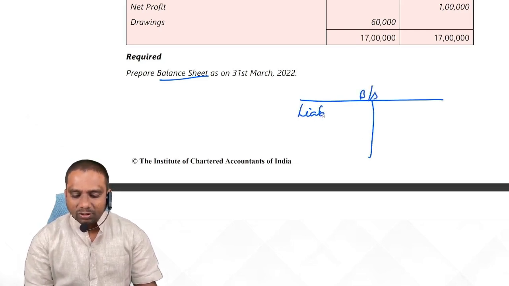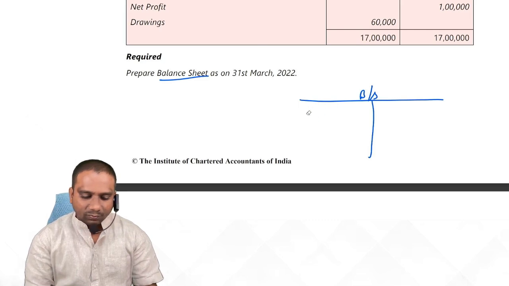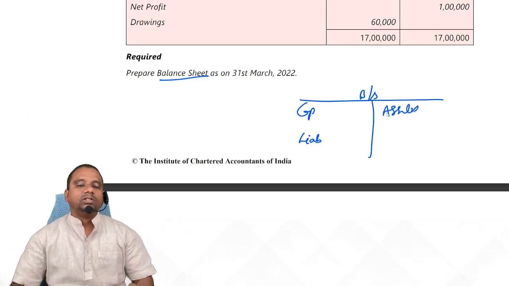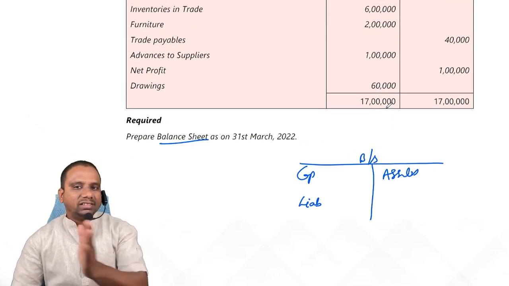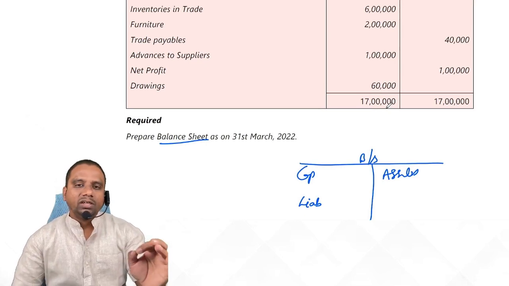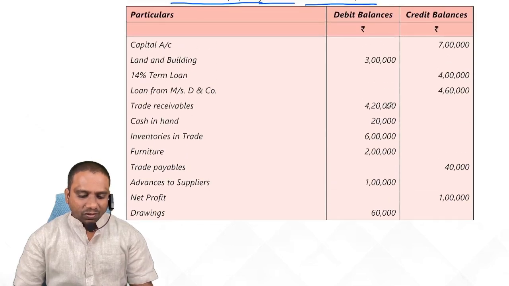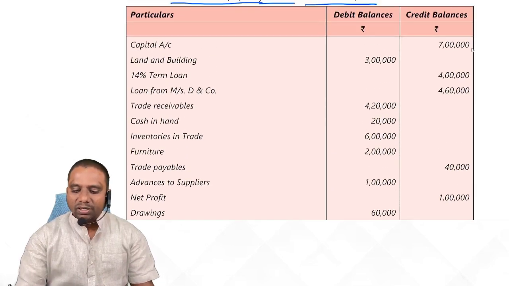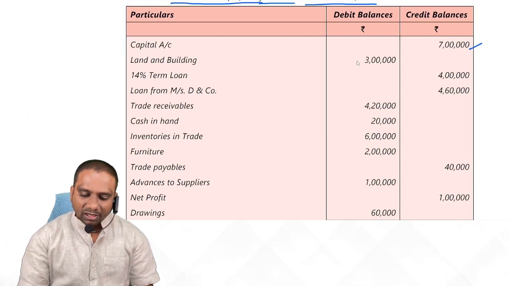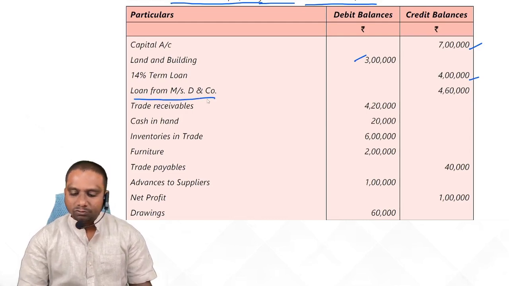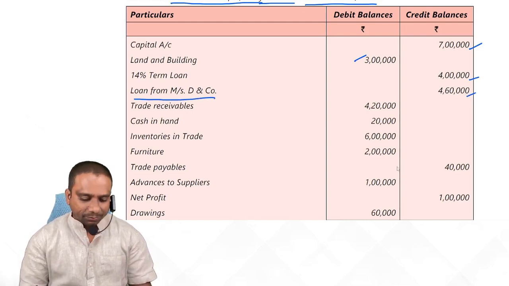Here we write liabilities. Capital, outside liabilities, assets. If the particular item given in the trial balance is an asset, write it on the asset side. If the particular item is an outside liability, write it on the liability side. Look at, students. Capital, liability side. Land and building, asset, debit, asset side. 14% term loan, liability side. Loan from Messrs D and Co. We received the loan, so liability side.